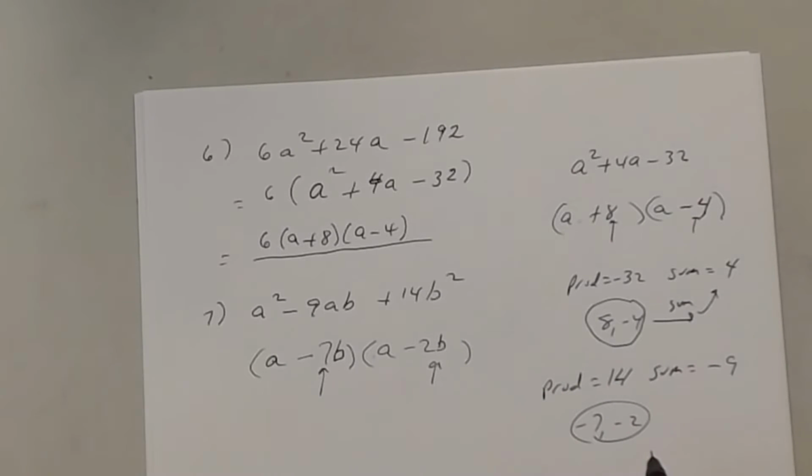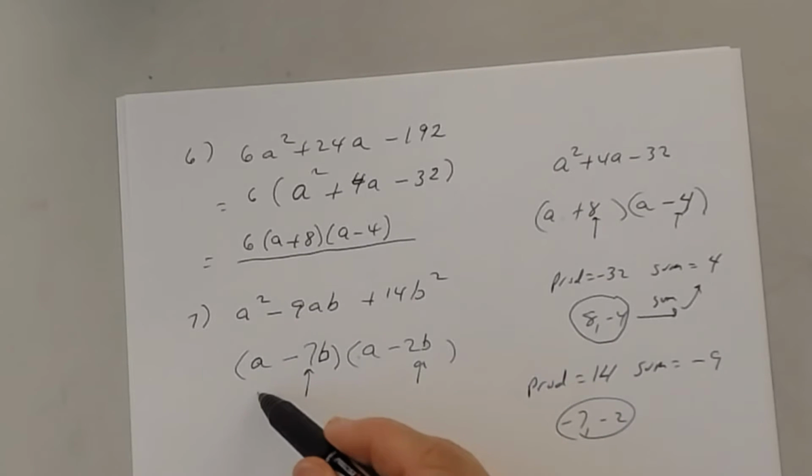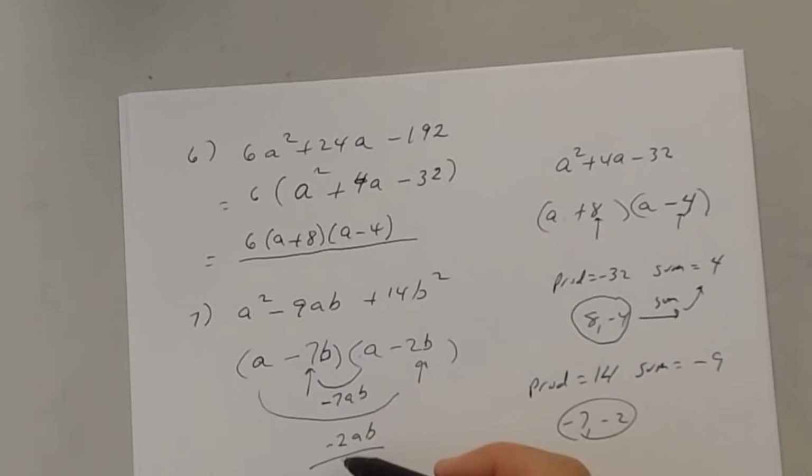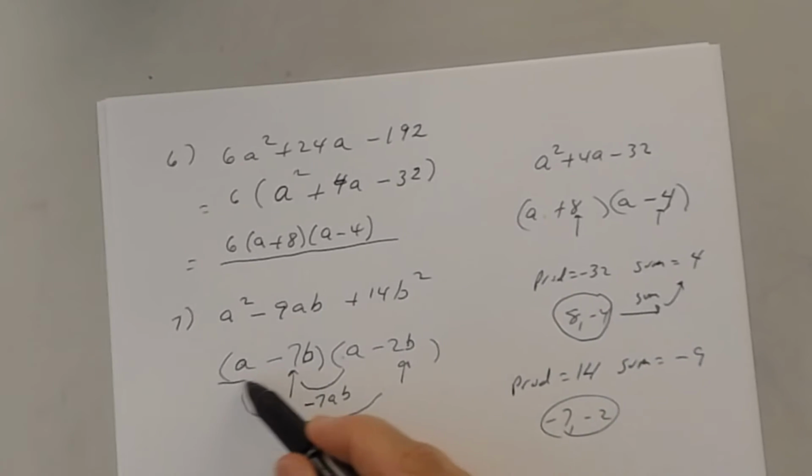And now, make sure you get that middle term. What's the outer? What's A times the negative 2b? Negative 2ab. What's the inner? Negative 7ab. When I add them up, do I get that negative 9ab? Yeah. So there's your answer.